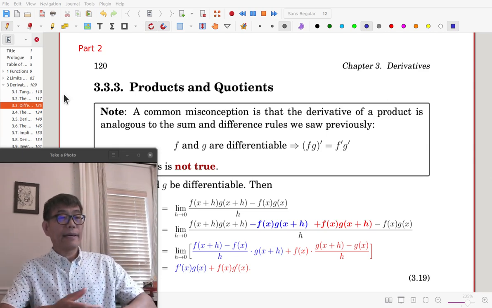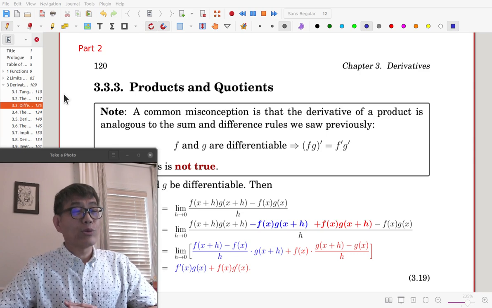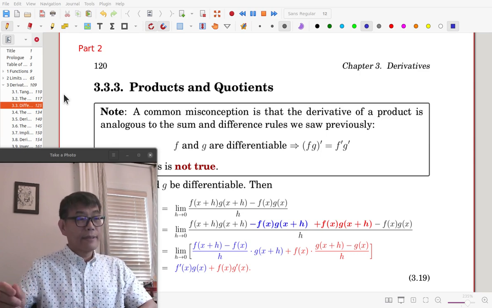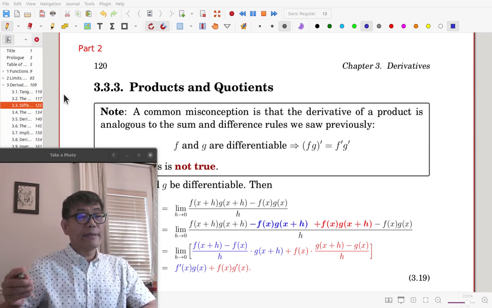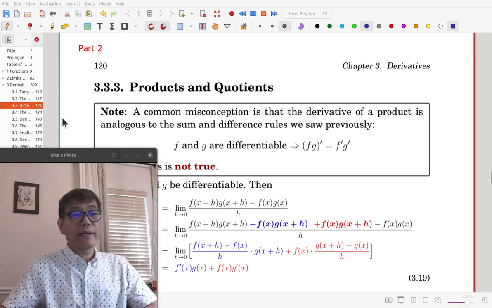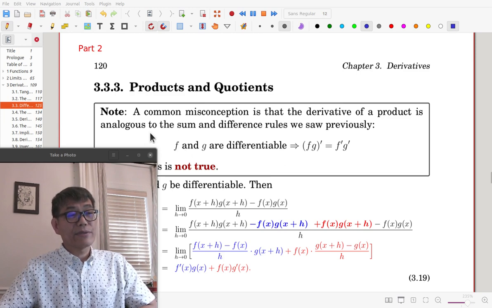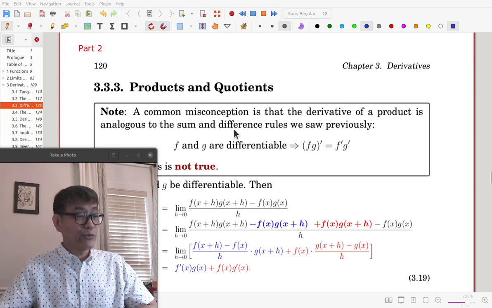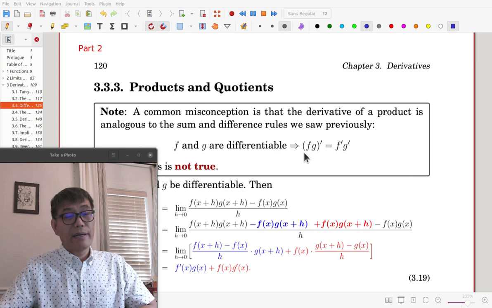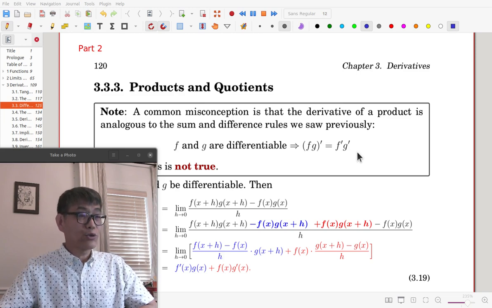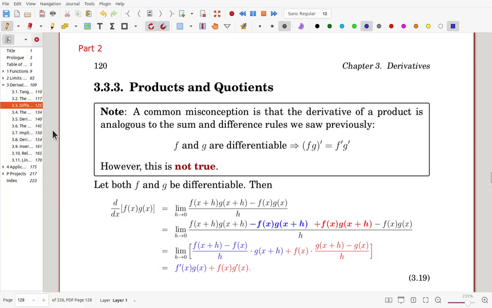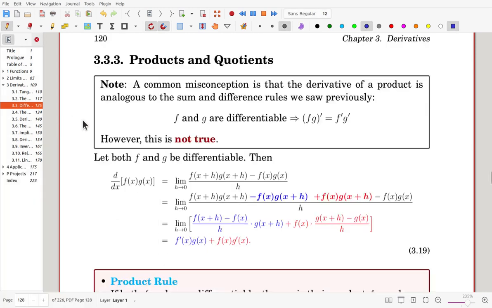Hi. Now, product and quotient rules. A common misconception is that the derivative of a product is analogous to the sum and difference rules, so that the derivative of the product fg is the same as f prime g prime. This is not true. By using the definition, let's try to find the derivative.